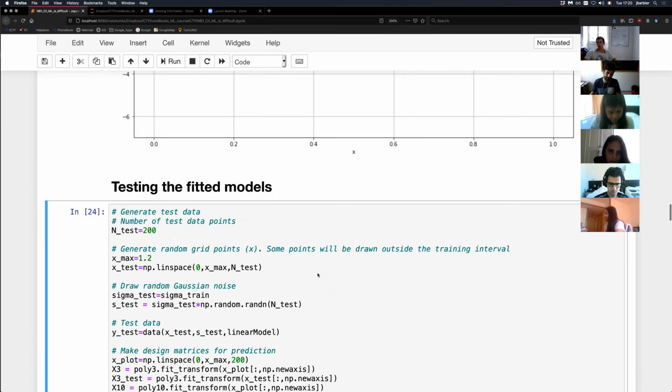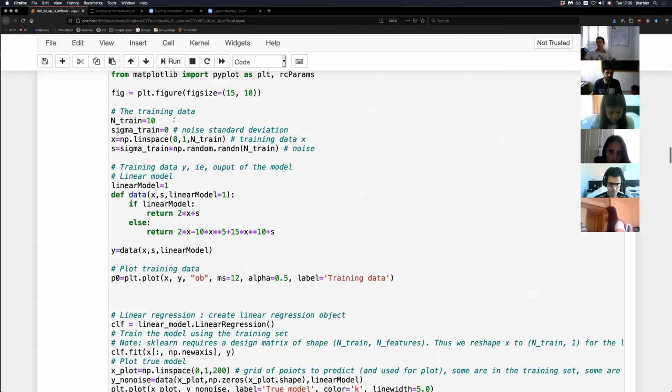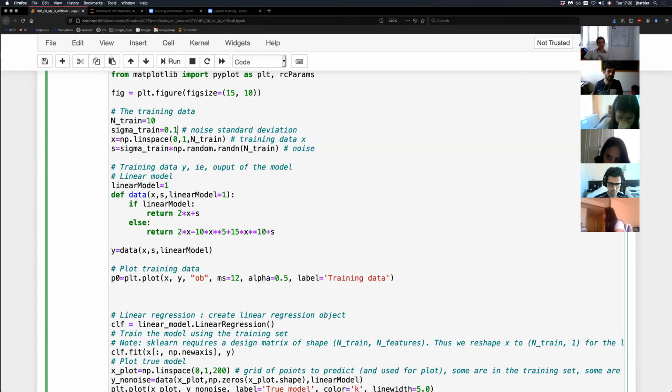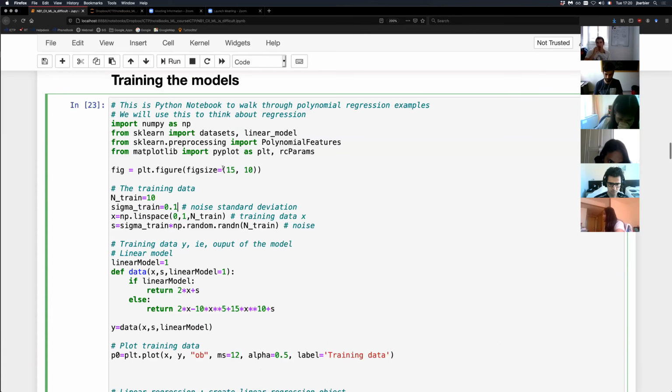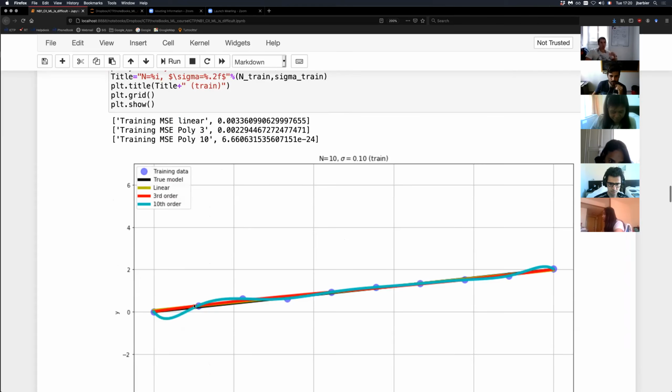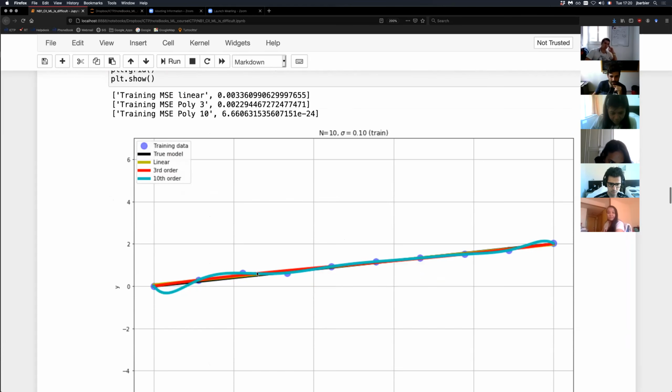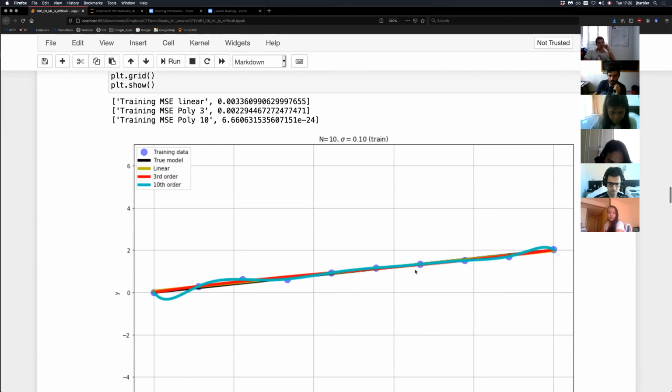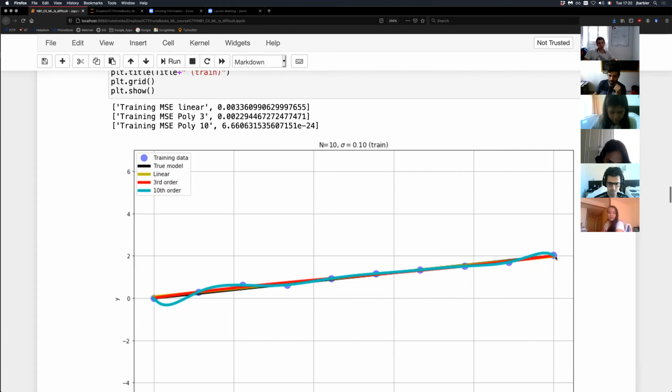So let's see what happens if I put a tiny bit of noise. Not much, 0.1 of standard deviation. This is really low. All right. Because the noise is low, all the points are still nicely on a line like this, so all our models are able to nicely fit them. But we see some wiggles that appear for the 10th order polynomial that we used.